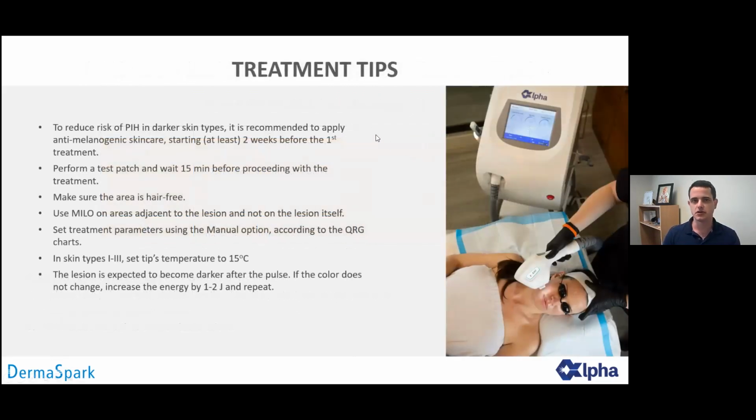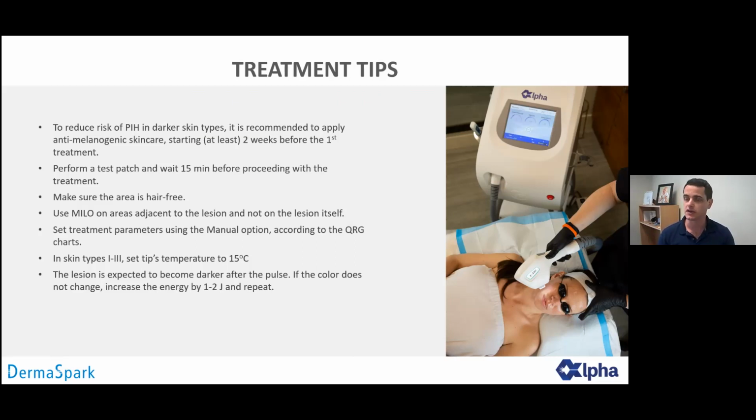All right, a few more treatment tips. Like in the case of pigmentary lesions, we want to reduce the risk of post-inflammatory hyperpigmentation in people with darker skin types. So we do recommend them to use hydrating and anti-melanogenic skincare at least 2 weeks before the first treatment. Before the first treatment, we also recommend to perform a test patch and wait 15 minutes just to make sure that the skin reacts as we expect it to react, and there are no adverse reactions.